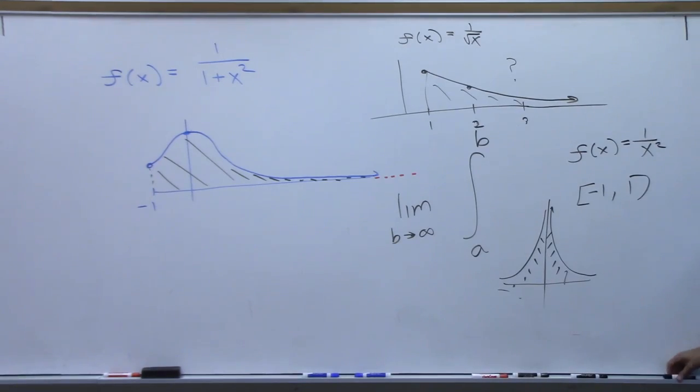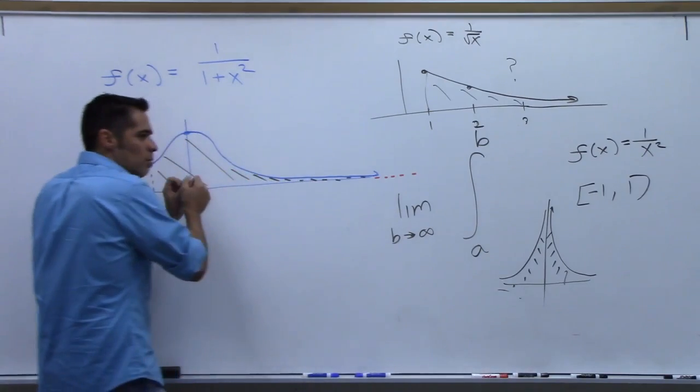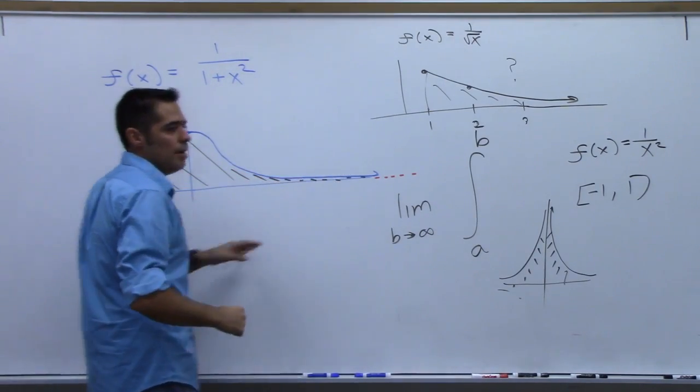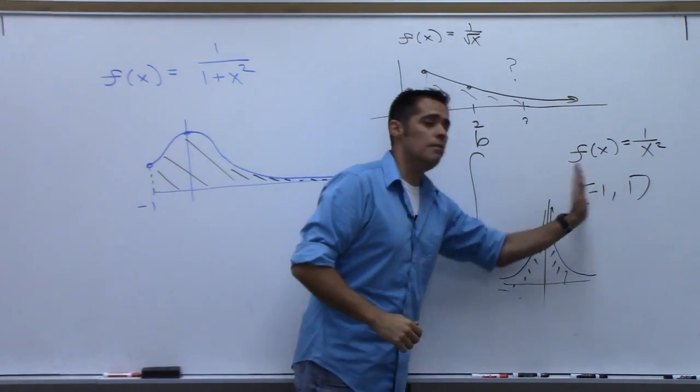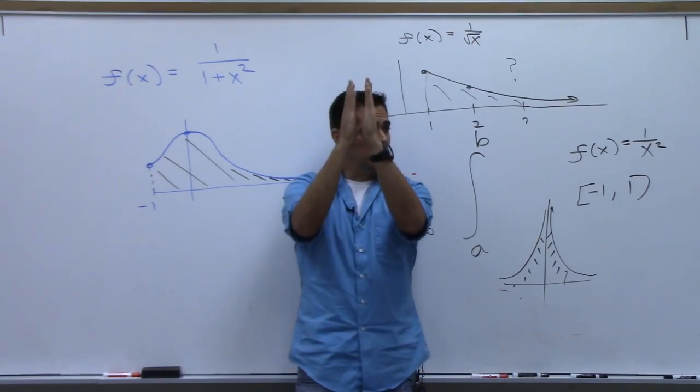Okay. So there are two different ideas here in 6.6. One is that we're going to let the endpoints go to infinity. The other is that somewhere in our interval, we have a discontinuity, an asymptote.